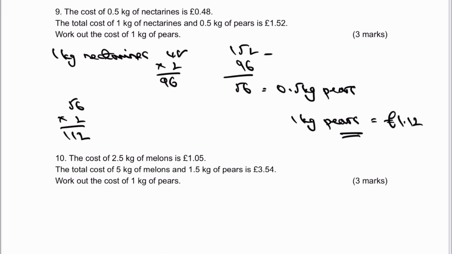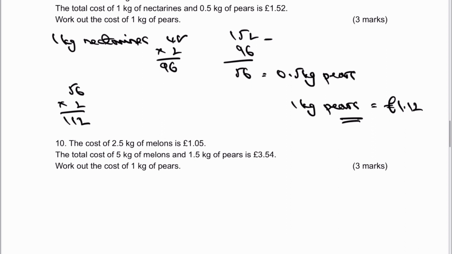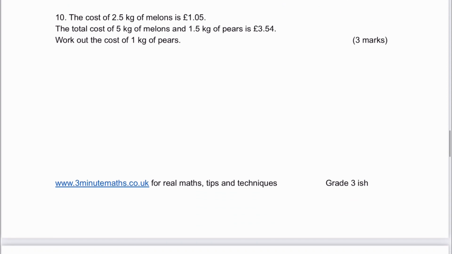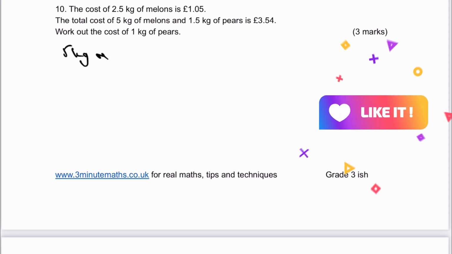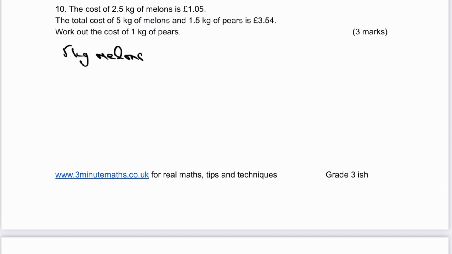Okay, final question on this particular video is going to be question number 10. So question number 10, again, a calculator one if you need it. Okay, so we've got 5 kilograms of melons. All right, 2.5 kilograms is going to cost us £1.05. So therefore 5 kilograms of melons is going to equal double £1.05, which is going to give us 210p.